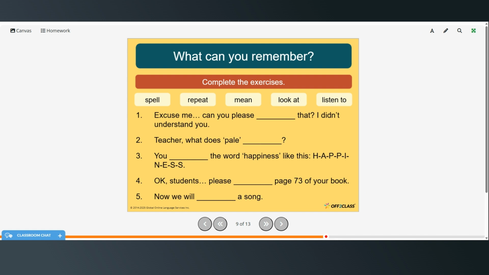All right, now see if you can complete the sentences with the words in the boxes. Again, you can pause the video, try these on your own, and then restart when you're ready to check your answers.